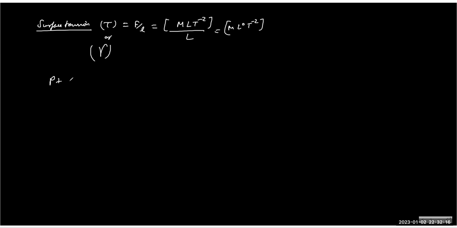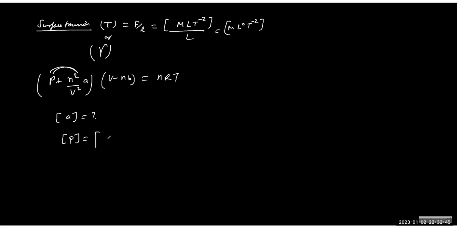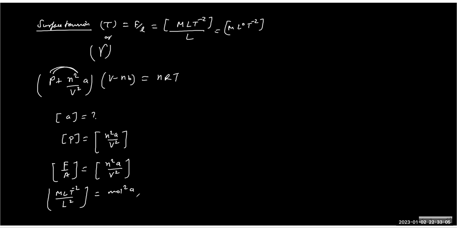In the van der Waals equation, P plus n square A by V square, what is the dimension of A? When you add two quantities, they must have the same dimension. So to get the dimension of A, what you can say? The dimension of pressure must be the same as the dimension of n square A by V square, and pressure is force per area. MLT minus 2 by L square, mole square, volume is L cube. It is clear. Yes. So what is the dimension of A?